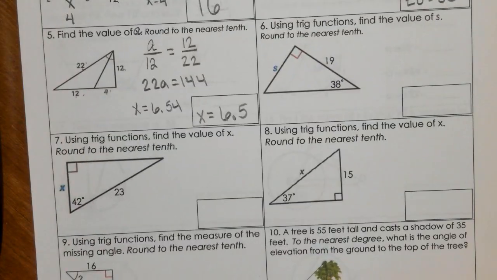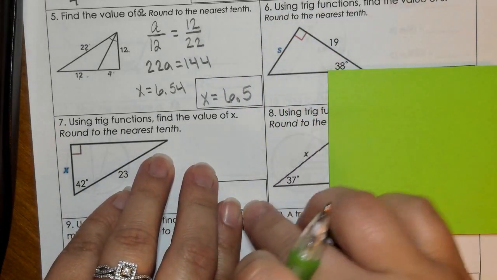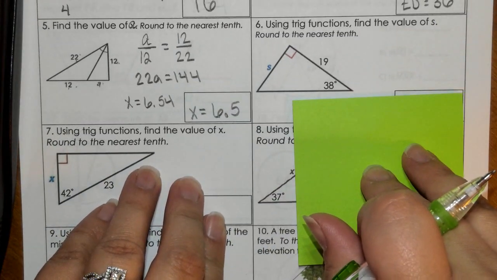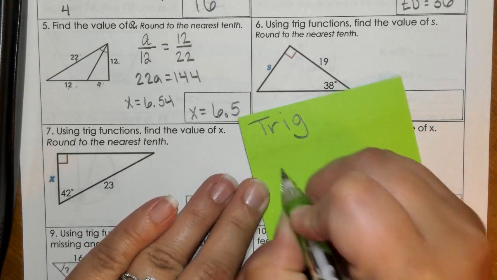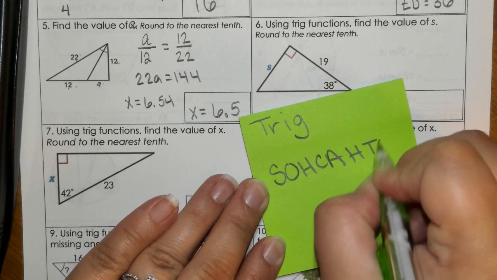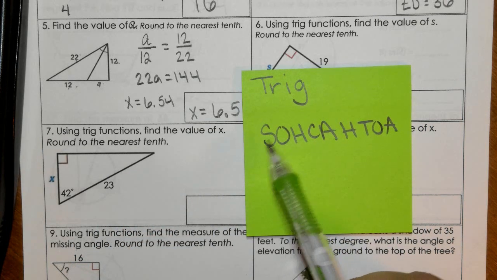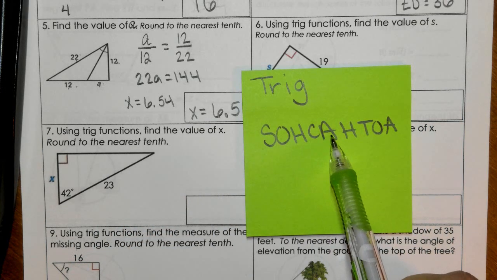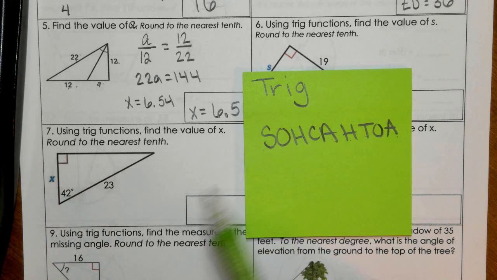All right, number 6. Okay, 6 through 10 is all of unit 8. This is when we did the trig stuff, and we talked about SOHCAHTOA. I told you guys that little saying, some old hippie came around here tripping over apples. That's just to help you remember SOHCAHTOA.